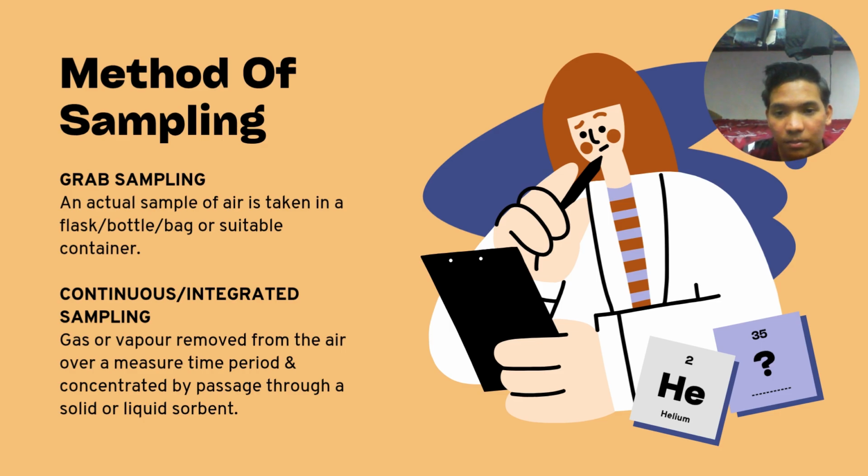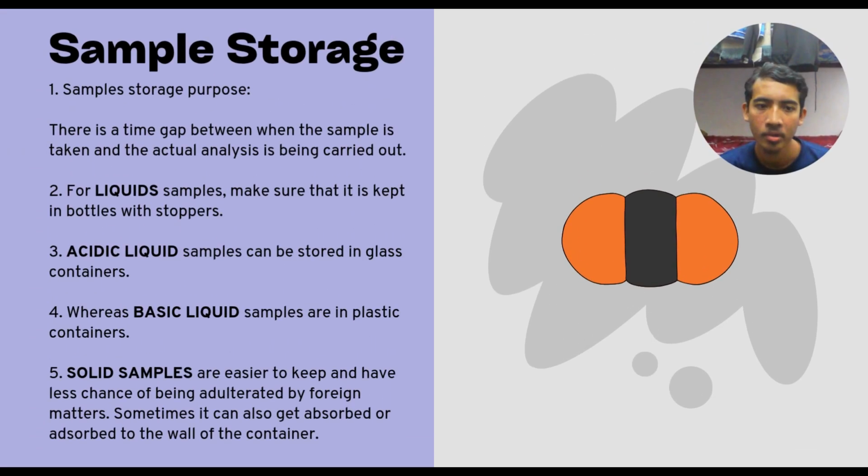Next, we move to the methods of sampling. Grab sampling: an actual sample of air is taken into a flask, bottle, bag, or suitable container. The second one is continuous or integrated sampling: gas or vapor is removed from the air over a measured time period and concentrated by passage through a solid or liquid sorbent. Sample storage. The purpose of sample storage is that there is a time gap between when the sample is taken and when the actual analysis is carried out.